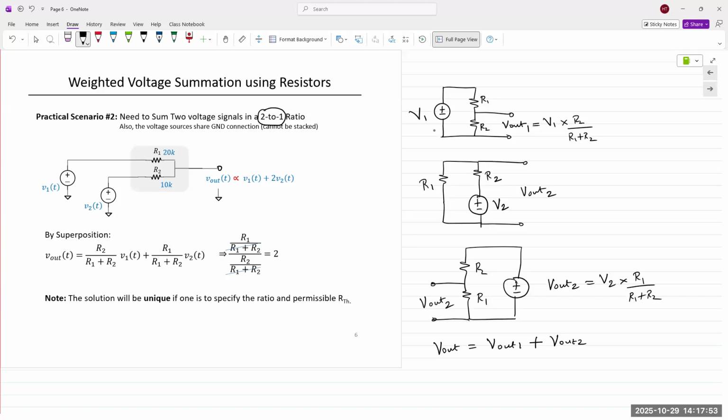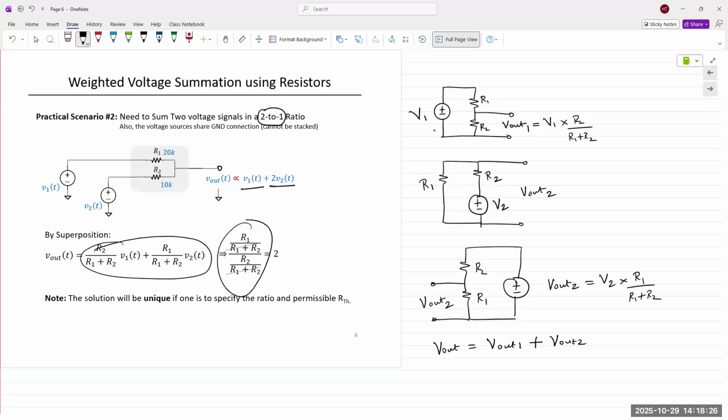Okay, and thus we obtain this equation from superposition. Now we want to add them in a ratio of 2:1, right? So we want the output V2 to be twice as much as V1. If we take the ratio of V2 to V1, that should result in 2. That's our design criteria.